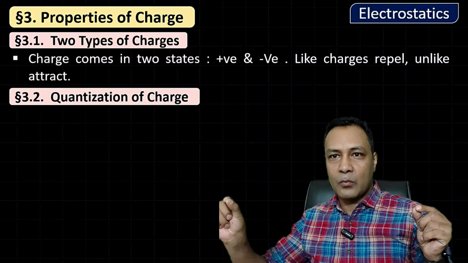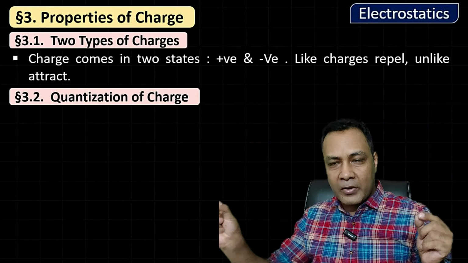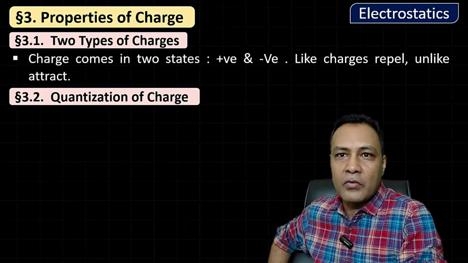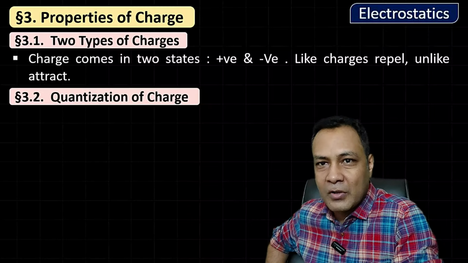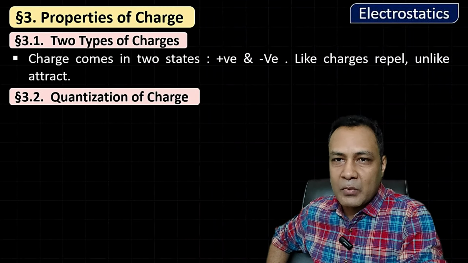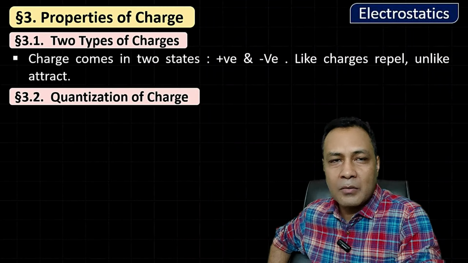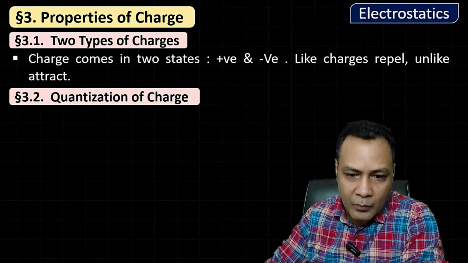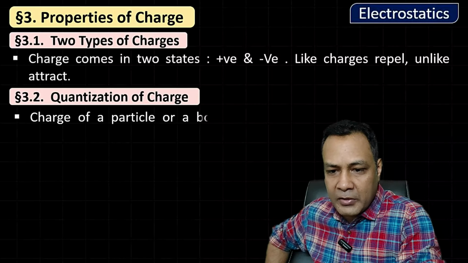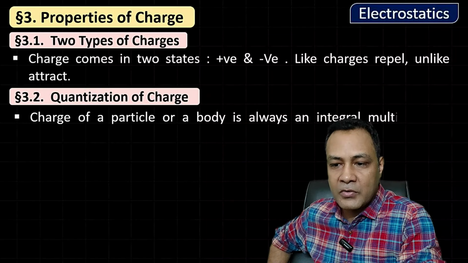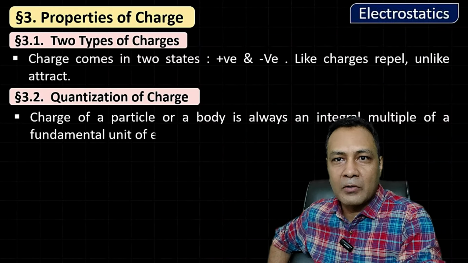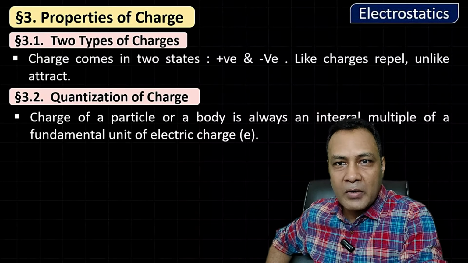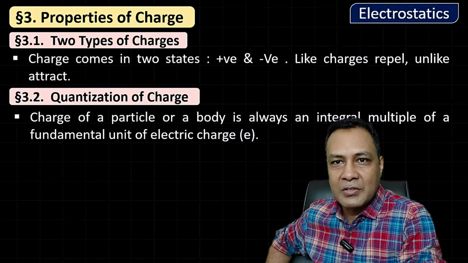If a string is fixed at both ends, the frequency of any possible modes can be a multiple of v by 2L. So that is a quantization. In the same way, charge is quantized, meaning it will occur in nature in multiples of a certain number, called the fundamental charge e. So the charge of a particle or a body is always an integral multiple of the fundamental charge e. The value of e is 1.6 times 10 to the power minus 19 coulomb.